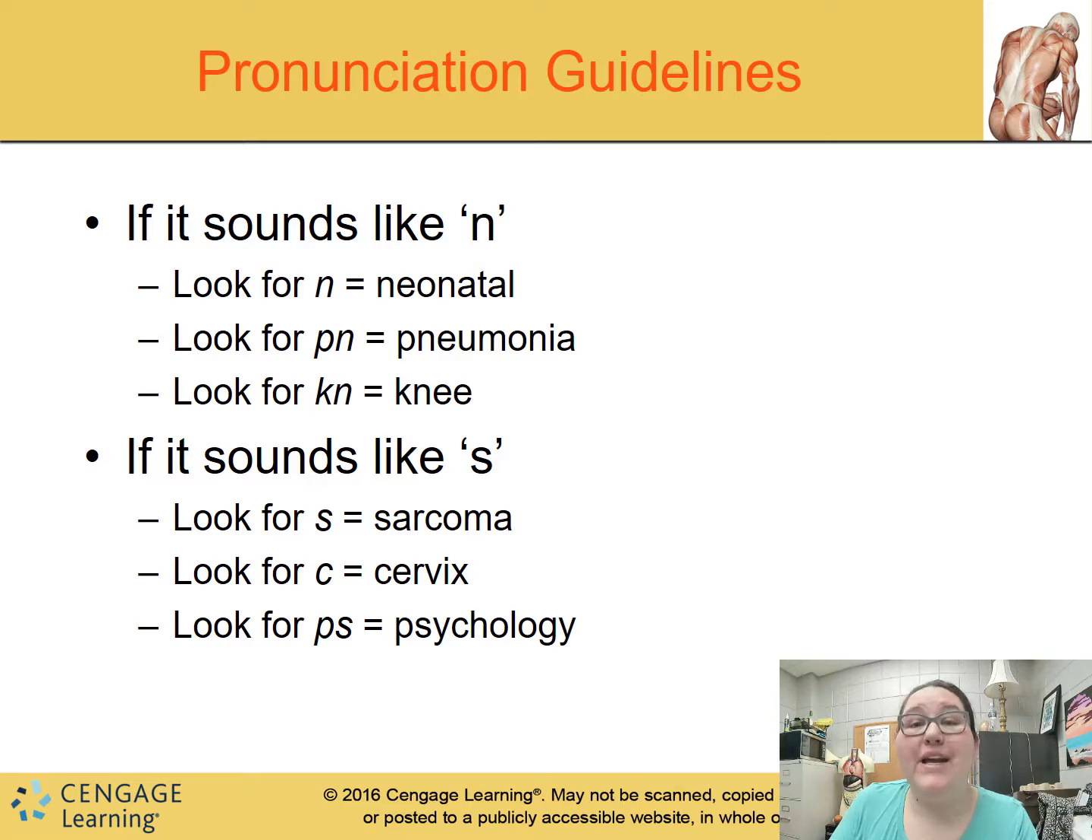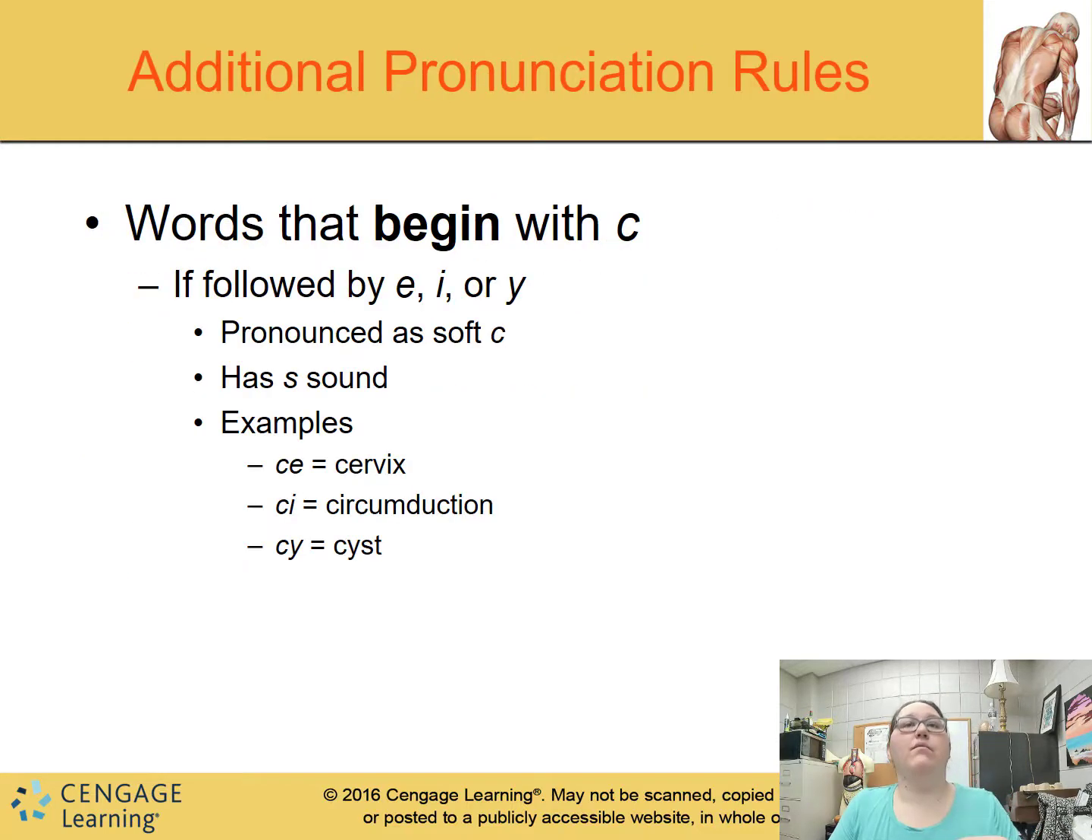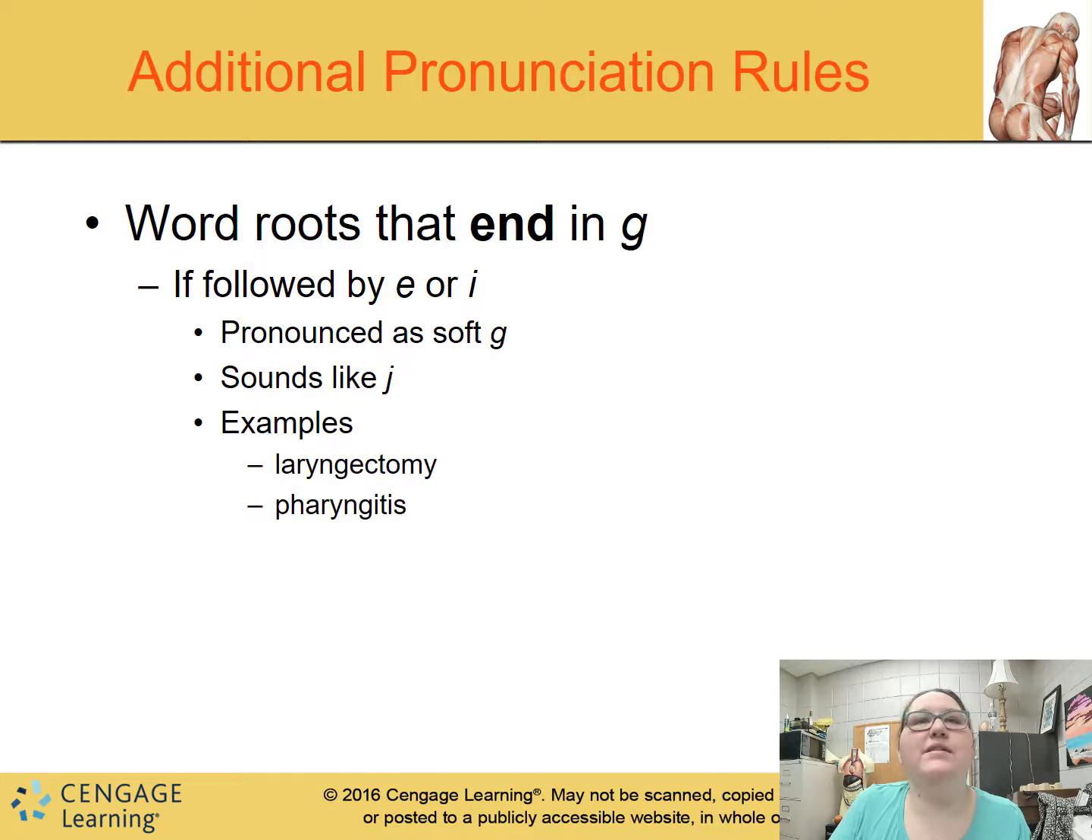N, neonatal, pneumonia, knee. S, sarcoma, cervix. Psychology. Remember, you don't have to know what these mean right now. We're just learning about the sounds of them. SK, skeleton, sclera, schizophrenia. A Z sound would be like zygomatic, xanthoderma. There is a xanthoderma because xantho means yellow. This is xanthoma, and then there's also xeroderma that has an X as well. All right, work through that. Kind of went through a little bit of your pronunciations.